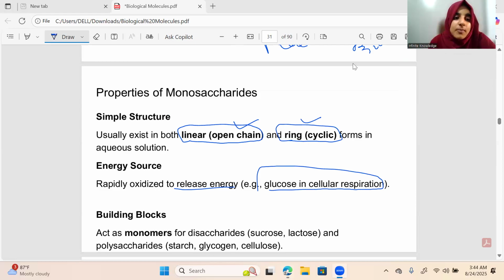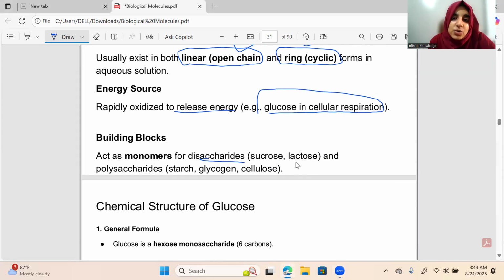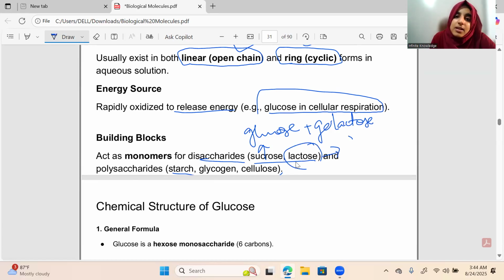Okay, they act as building blocks for disaccharides, sucrose, lactose, and polysaccharides, for example, starch, glycogen, and cellulose. So the basic unit that we need to know is glucose, right? So when sucrose is formed, which monosaccharides are needed for the formation of sucrose? We need glucose plus galactose, right? And for lactose, right, we need fructose.